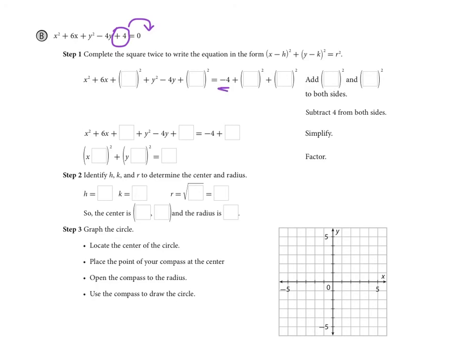I'm going to stick with blue for my x's and red for my y's here, just to keep things organized for you. So we're going to take the linear term for x, which is plus 6, and we're going to cut that in half. So 6 over 2, and we're going to square that. Then we're going to take our linear term for y, which is -4. So -4 over 2, and we're going to square that.